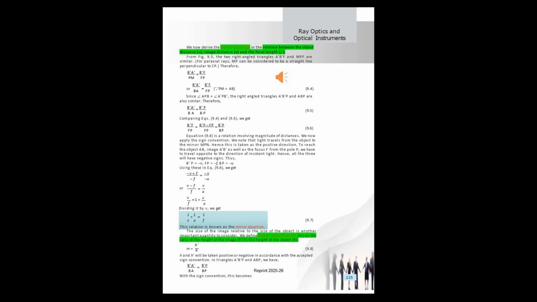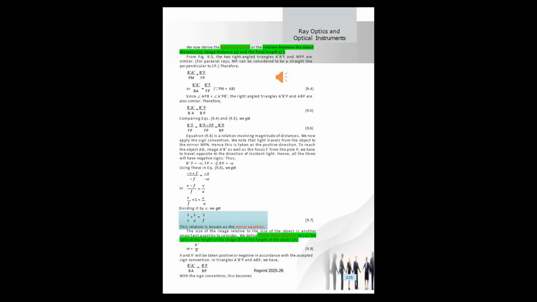Therefore, B'A'/BA is equal to B'P/BP. Comparing equations 9.4 and 9.5, we will get B'F/FP is equal to (B'P minus FP)/FP, and thus given by B'P/BP. Equation 9.6 is a relation involving magnitude of distances.